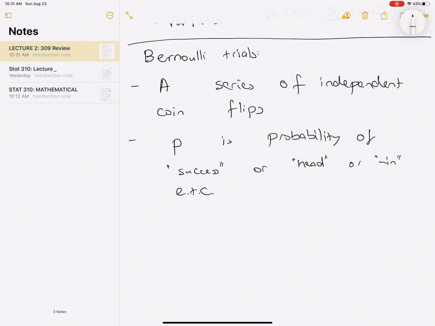The way to think about Bernoulli trials is a series of independent coin flips, but the coin potentially is biased, and p is the probability of a success or a head or a win. Each Bernoulli trial is just a binary random variable, a 0 or 1. And then p is the probability of success. And we're assuming that these coin flips are independent.